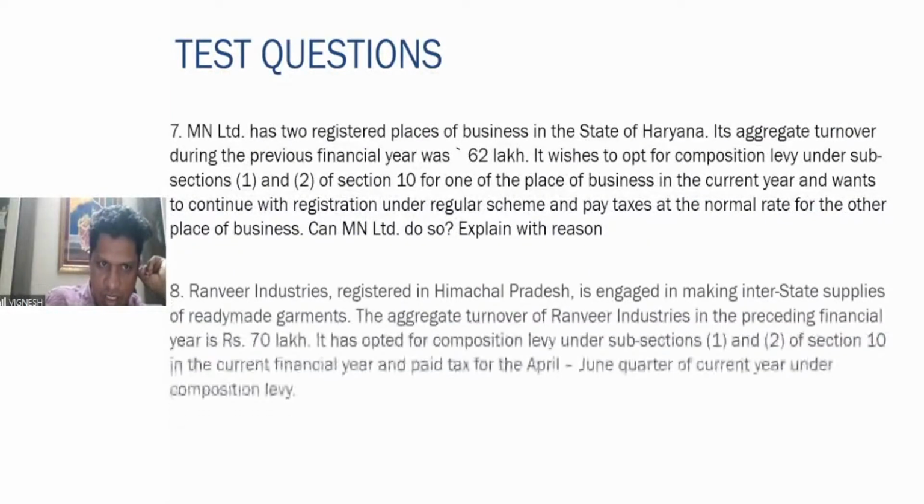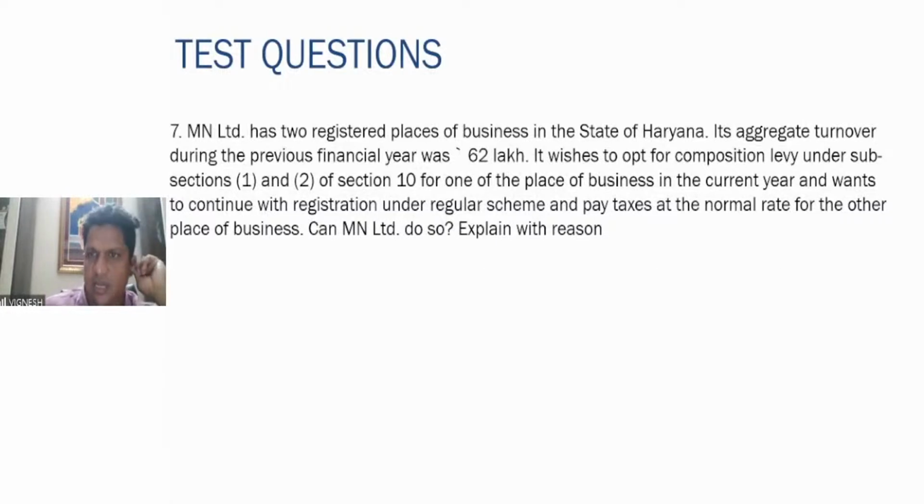MN Limited has 2 registered places of business in the state of Haryana. Aggregate turnover during the previous year was 62 lakhs. It wishes to opt for the composition scheme for 1 place in the current year, and wants to continue the regular scheme and pay tax at the normal rate for the other. Can we do so? Very simple.